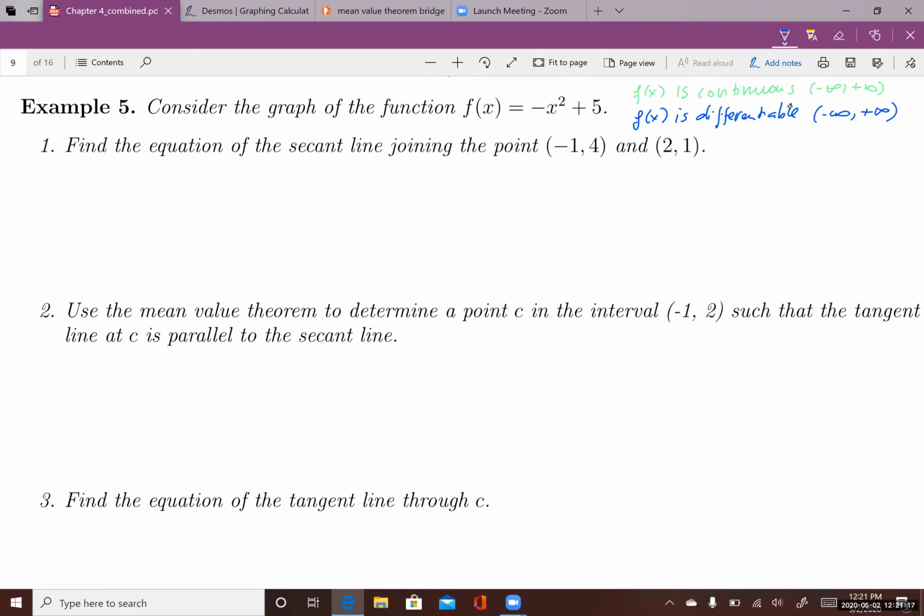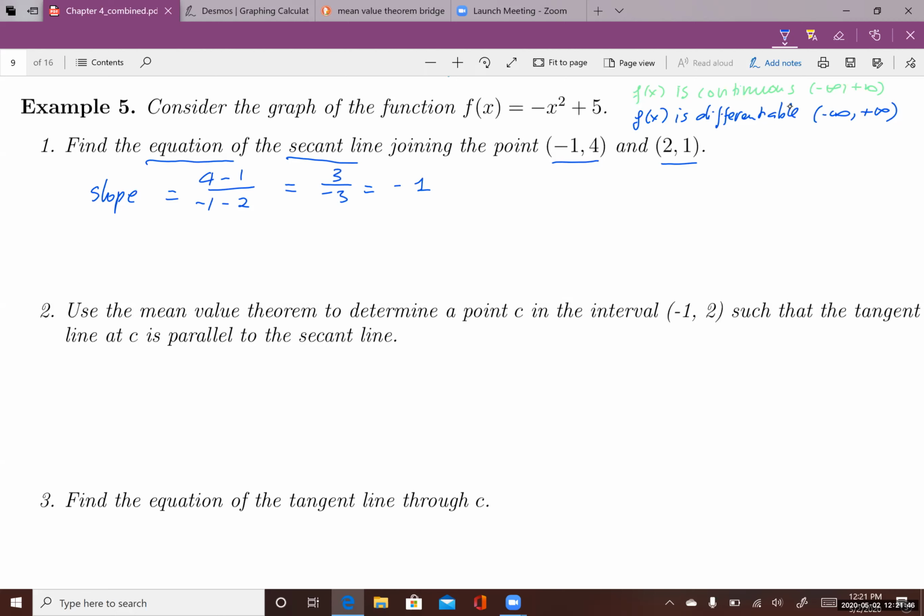The first question is to find the equation of the secant line joining the 2 points, (-1, 4) and (2, 1). This is a simple question. In order to find the equation, you need to find the slope. The slope is just f of b minus f of a divided by b minus a. So I take 4 minus 1 over -1 minus 2. That will give you 3 over -3, which is -1.